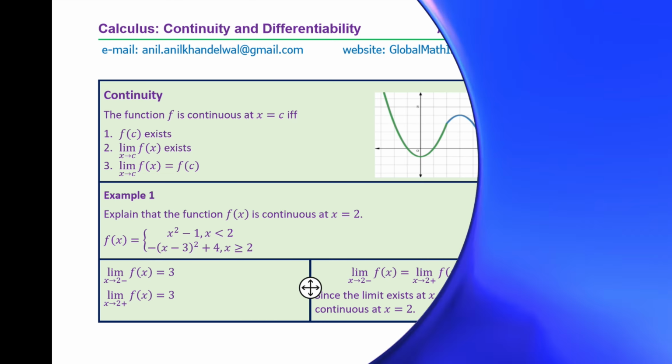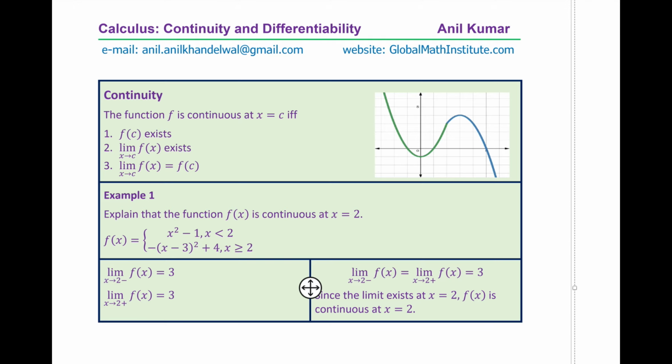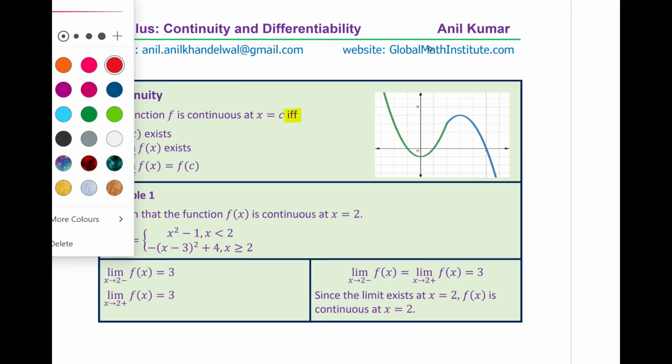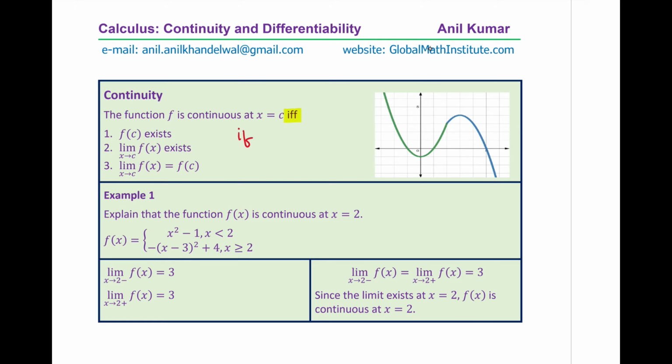Now, let's first discuss continuity itself. For a function f to be continuous at x equals c, what is very important? There are three things which are very important, and therefore we write: a function f is continuous at x equals c if and only if. This means if and only if, right? So let me write down. These three conditions are met, all the three.